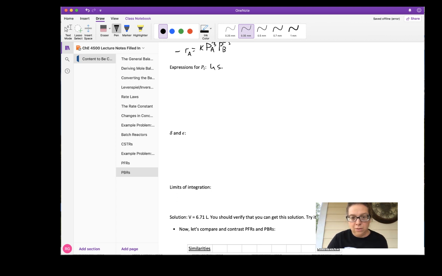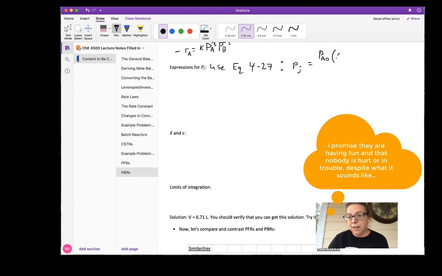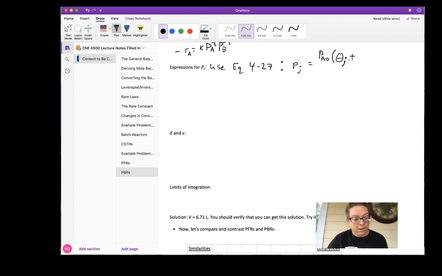So I can use equation 4-27 from Fogler. And that equation says that the partial pressure of species J is equal to the partial pressure of species A, or of the limiting reactant initially, times theta J plus the stoichiometric coefficient of species J times XA, divided by 1 plus epsilon X. So I need to write a pressure expression for A and B. So we're going to say that the pressure of A is equal to PA naught times 1 minus XA divided by 1 plus epsilon XA.